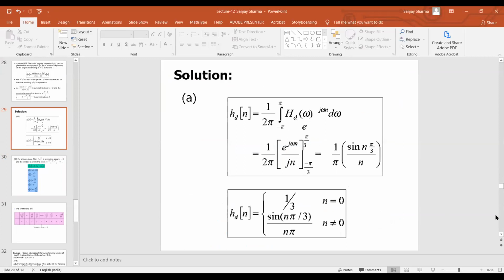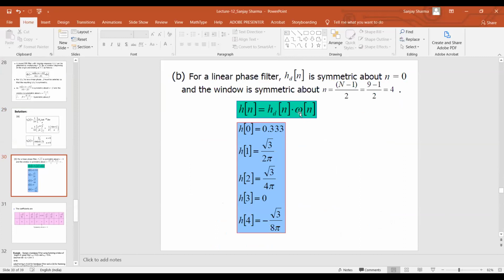I got this HDN. Now I have to apply a window. My window size is given to be 9. Capital N is given to be 9. What is small n? Given is that for a linear phase filter, it has to be symmetric. When capital N is odd, then it is a case of type 1 symmetric filter, right? In that case, what is the symmetry point? Symmetry point will be (9 minus 1) by 2, which is 4.